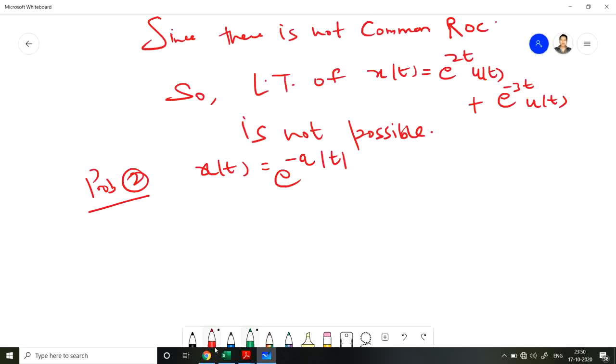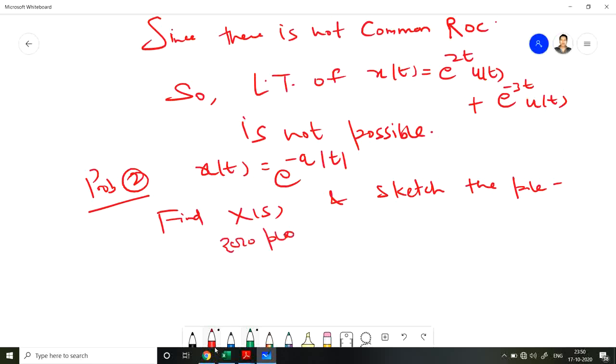So the question is: find X(s) and sketch the pole-zero plot and the ROC for a greater than 0 and a less than 0.